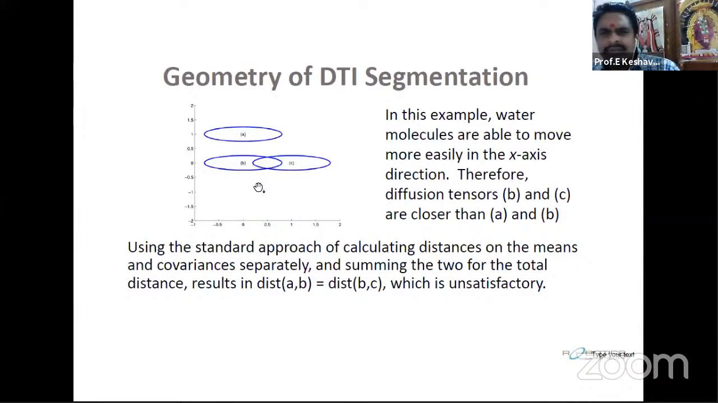What is that? Water molecules are able to move. See here, A, B, C are three tensors. Water molecules move more easily in the x-axis direction. Therefore, diffusion tensors B and C are closer than A and B, because they move easily in the x-axis direction. Using the standard approach for calculating distances and means, we are going to apply some statistics in this as well.